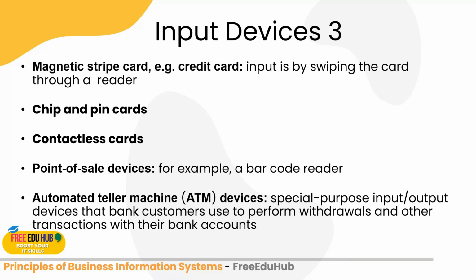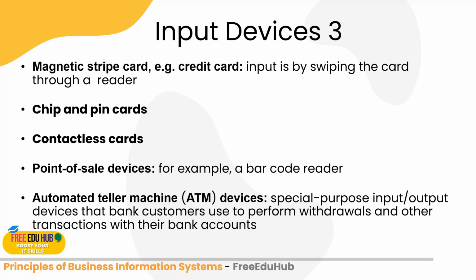Point of sale devices are, for example, barcode readers or any of the cash counters that we see at hypermarts, through which they are checking the items and their prices, and they are giving you a bill for that. Automated teller machines, which we call ATMs as well, are special purpose input devices that bank customers use to perform withdrawals and other transactions with the bank and other accounts. So you can use the ATMs in order to pay bills, withdraw cash, transfer cash, and deposit cash plus checks, etc.